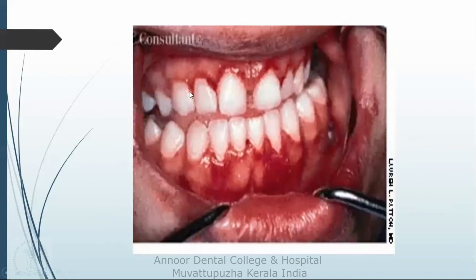As you can see by my cursor, you can see the distinctive erythema. Erythema is a line. It's a reddish line along the free gingival margin, and it is mostly in the anterior teeth. And along with this, you can even find some Candida albicans sometimes.